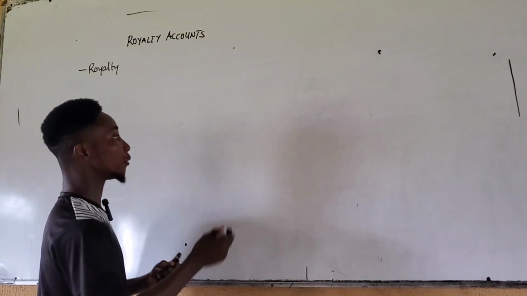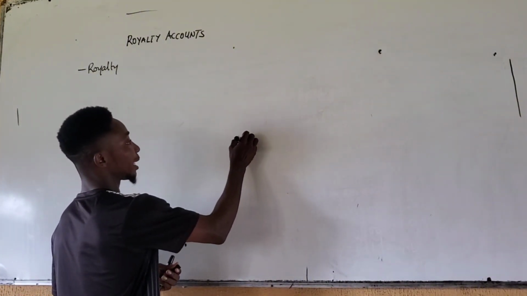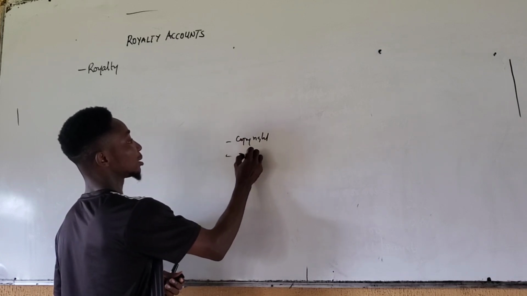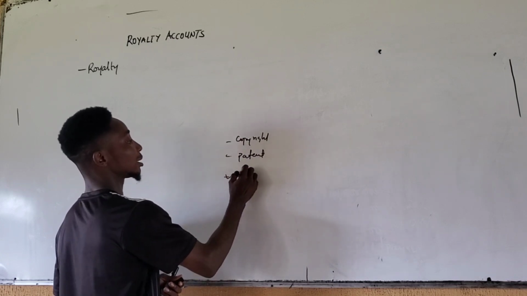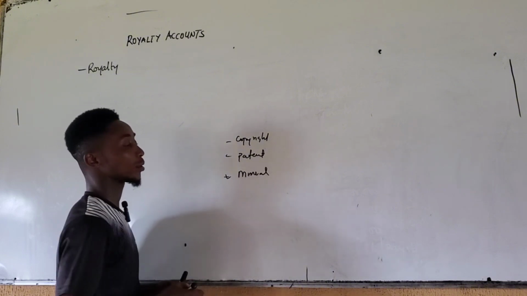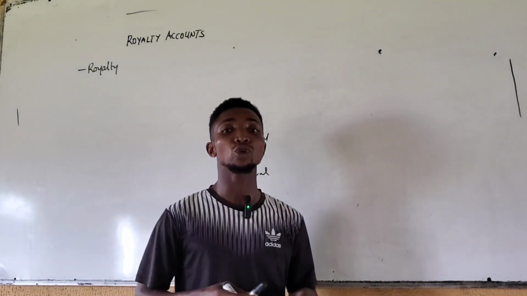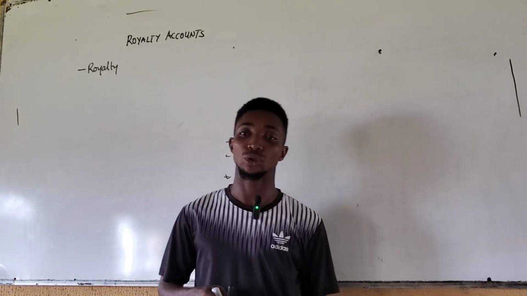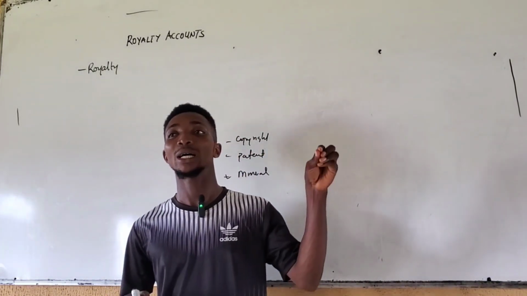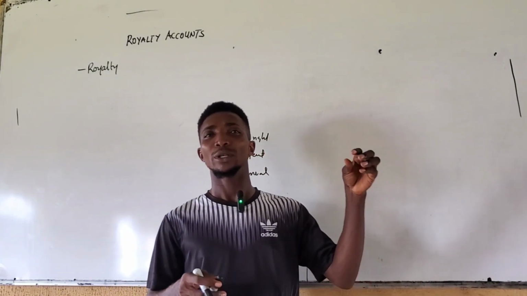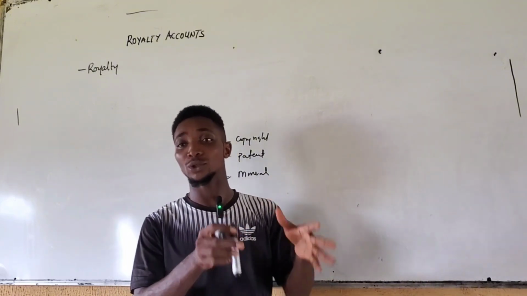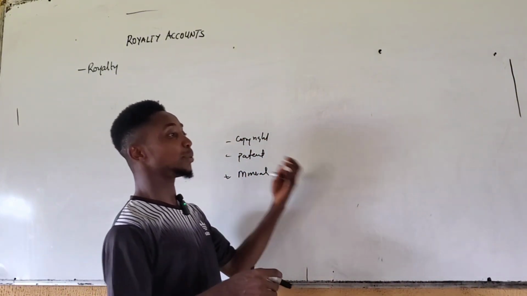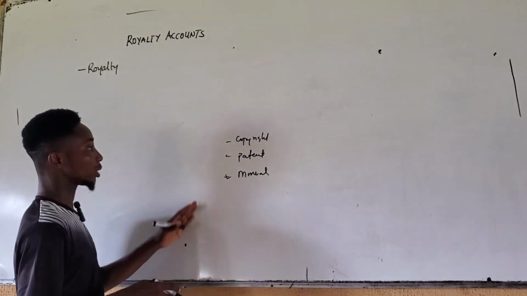Royalty can be in the form of copyright, patent rights, mineral rights, as the case may be. So a musician may own a music and may give permission to another artist to feature a portion of the song for a consideration. And any amount that is being paid is known as the royalty.